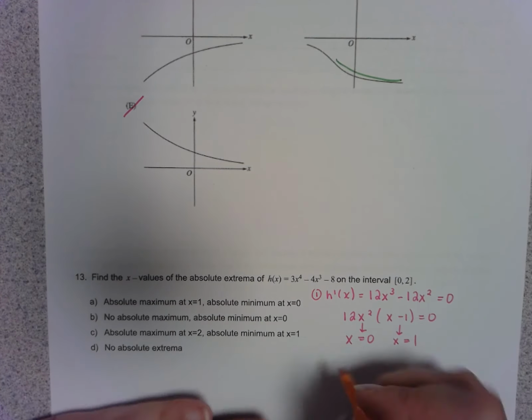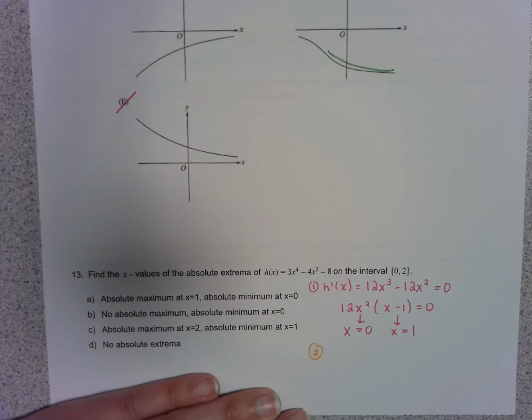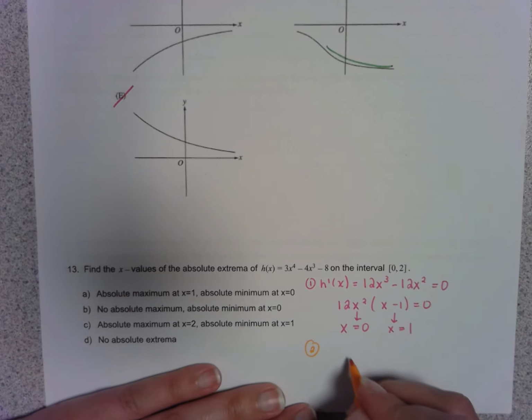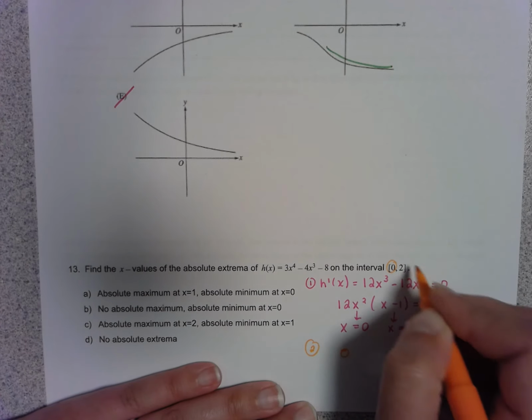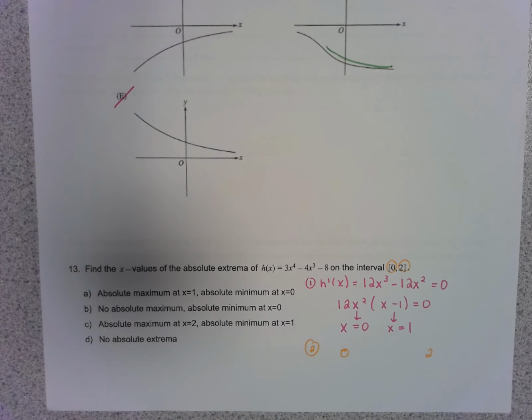Then I would just make my options chart. Not my options chart, my sign chart. So from 0 is the beginning of my interval, 2 is the end, and I would put my critical points in the middle.